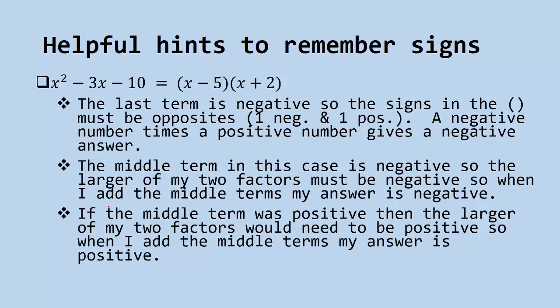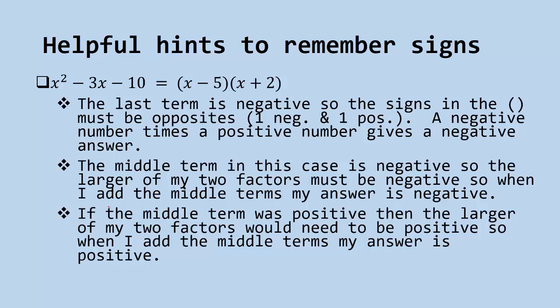Now let's take a look at the one that had a negative at the end. So x squared minus 3x minus 10 equaled x minus 5 times x plus 2. So the last term is negative, so the signs in the parentheses must be opposites, one negative and one positive. A negative number times a positive number gives a negative answer. The middle term in this case is negative, so the larger of my two factors must be negative. So when I add the middle terms, my answer is negative.